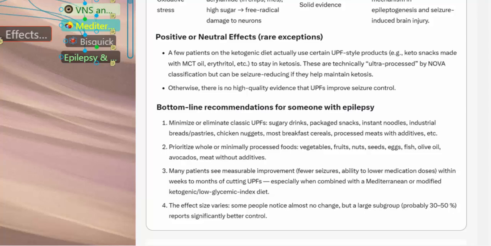Many patients see measurable improvement, fewer seizures, ability to lower medication doses within weeks to months of cutting out ultra-processed foods, especially when combined with a Mediterranean or modified ketogenic low glycemic index diet. Of course, the effect size is going to vary. Some people notice almost no change, but a large subgroup, probably 30 to 50%, report significantly better control.